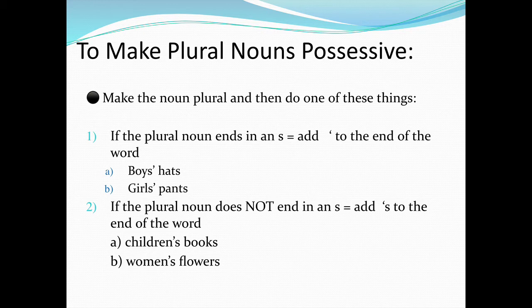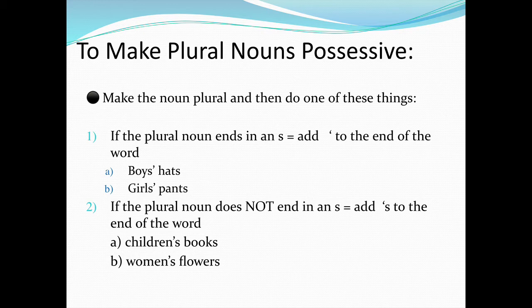Now, the second rule to make plural nouns possessive is if the plural noun does not already end in an S, then you add apostrophe S to the end of the word. So something like children. Children is already plural without an S. So in order to make children a possessive noun, you would add an apostrophe S to the end of it and then the thing they're possessing. So the children all own their books. Those are the children's books.